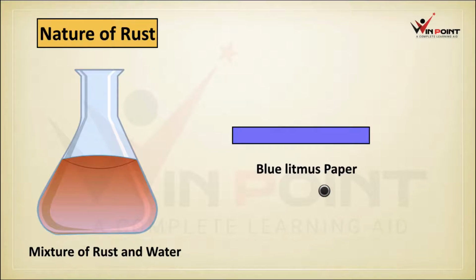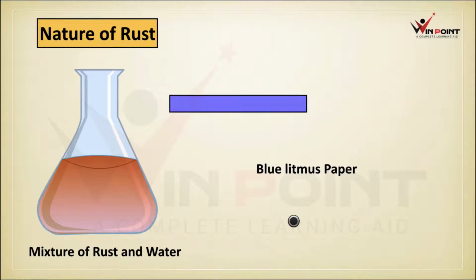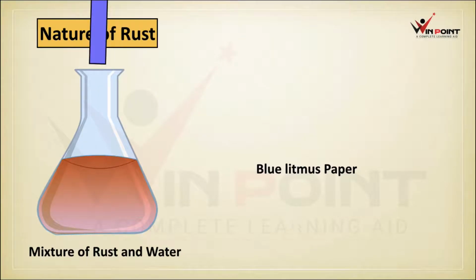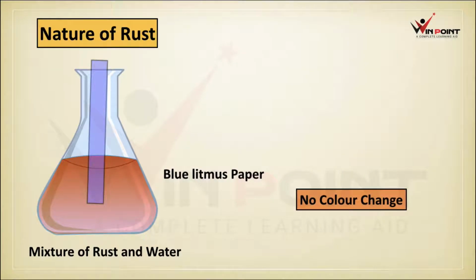You need to understand one thing. The color of litmus paper in acid will be red. The color of litmus paper in base will be blue. There is no change in that. Here there is a blue litmus paper. We are going to dip that blue litmus paper into that solution. No color change, right? There is no color change.